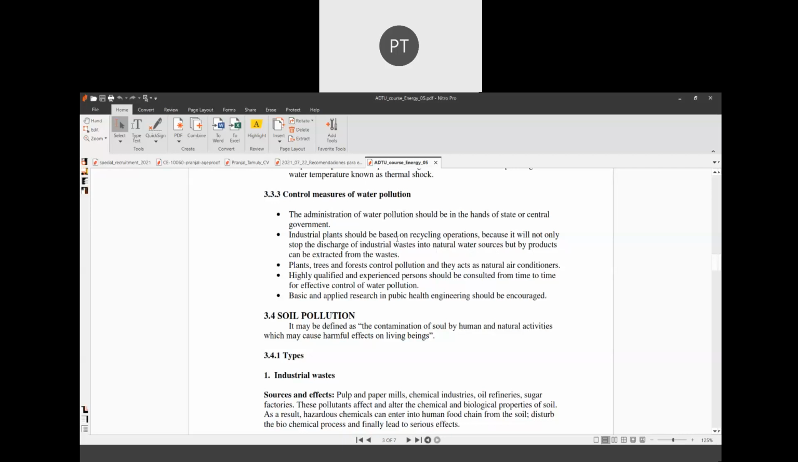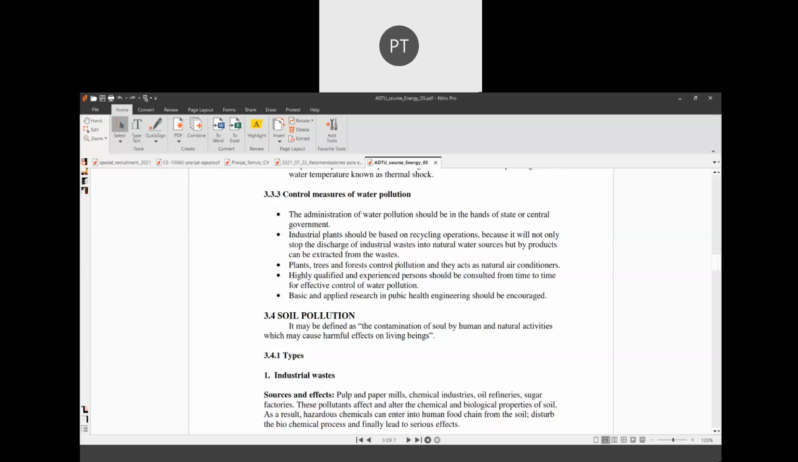We can benefit in two ways. First, we recycle that water, so we don't have to bring in new water for our operations. Also, we can extract some part of the waste. There are some valuable materials that are expelled in polluted water, so we can extract them from the polluted waters and use them for our different operations.